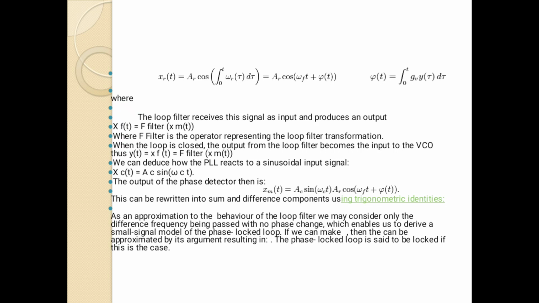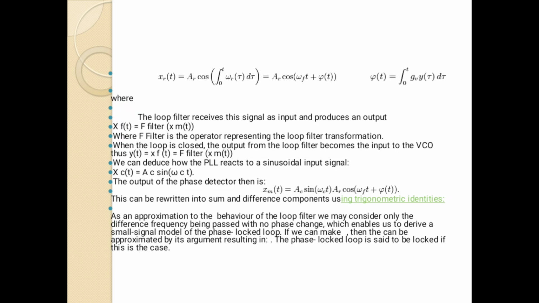x(t) equals A_r cos of the integral, and the equation is given as in the figure. Where the loop filter receives the signals as per the input, F represents the filter transformation, and the loop is closed. The output from the loop filter drives the VCO, thus y(t) is equal to x_f(t). We can deduce how the PLL reacts to a sinusoidal input.